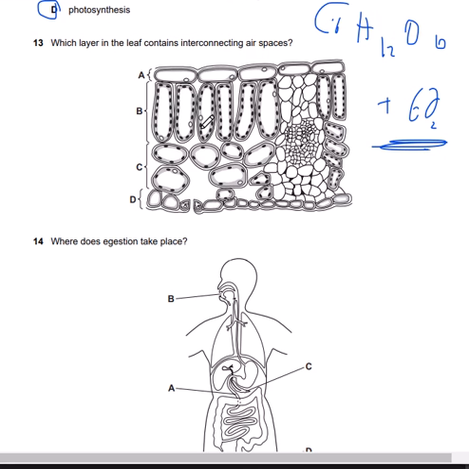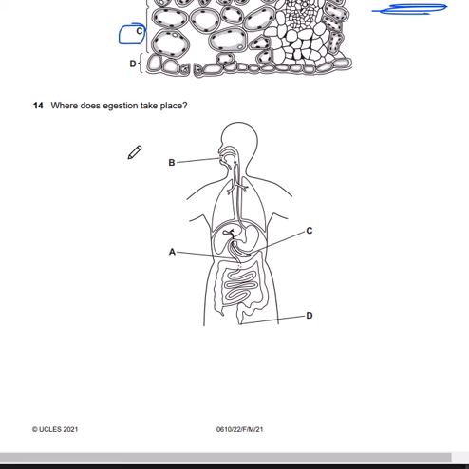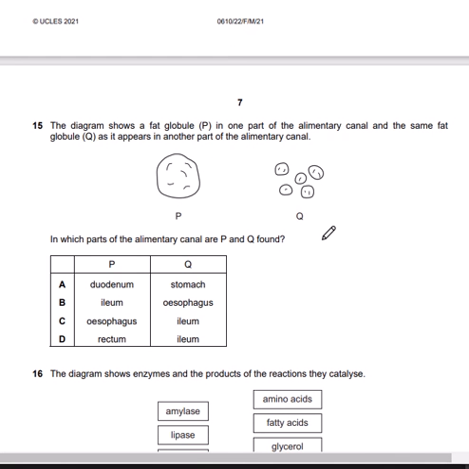Which layer in the leaf contains interconnecting air spaces? C. Spongy layer. Where does digestion take place? D. The rectum. The diagram shows a fat globule, P, in one part of the alimentary canal, and the same fat globule Q as it appears in another part. In which parts of the alimentary canal can P and Q be found?